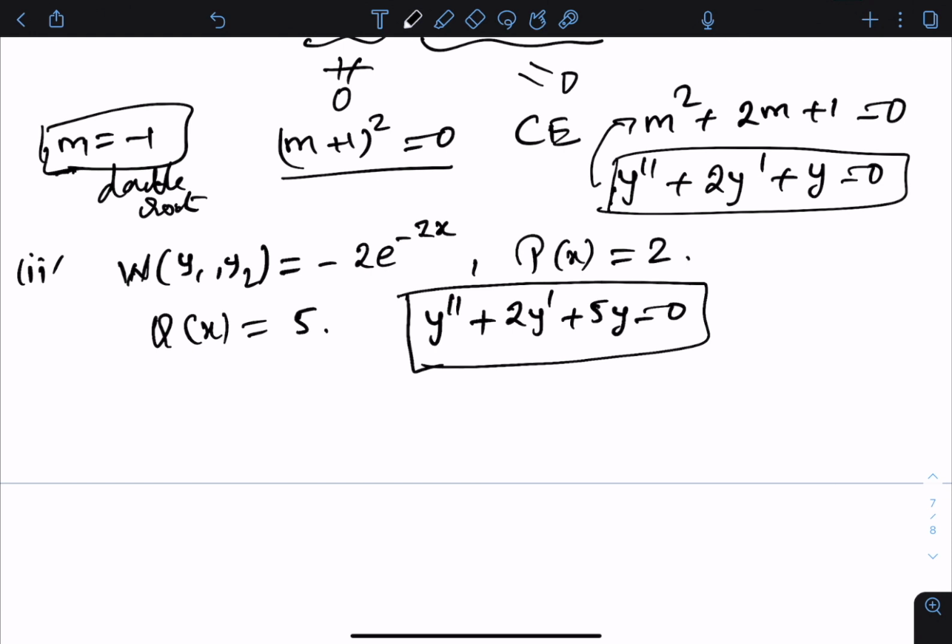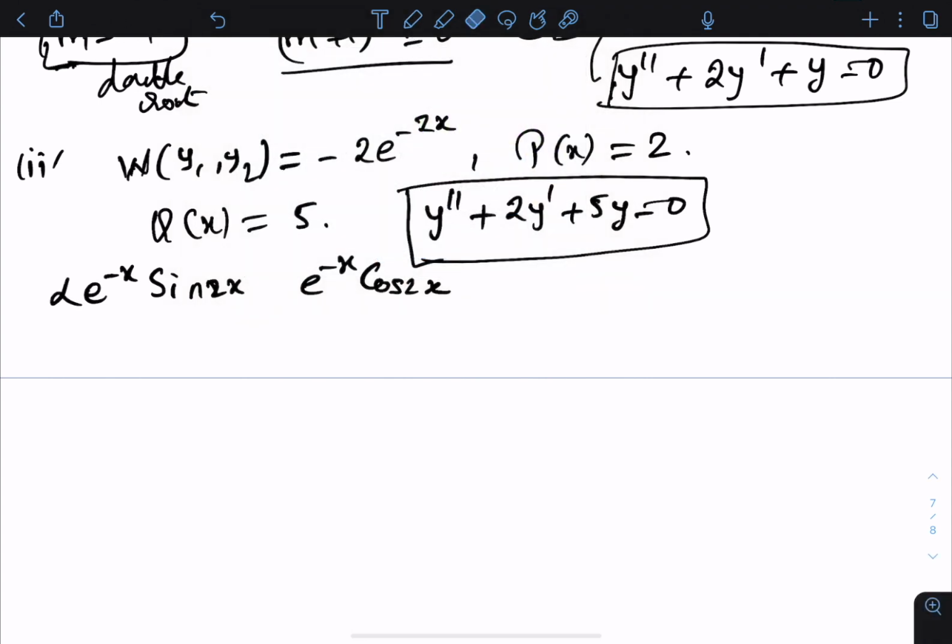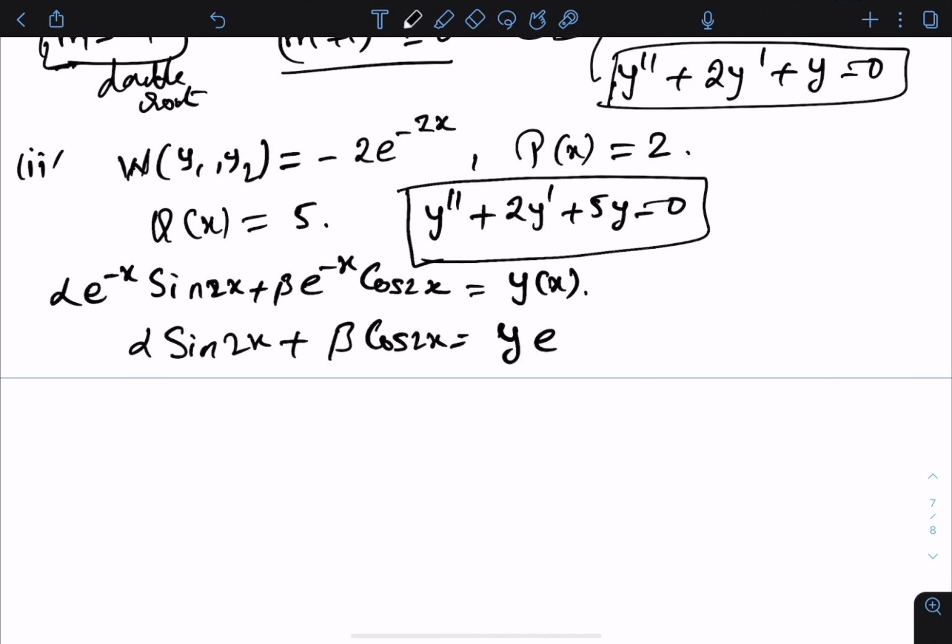The alternate way is to look at these two functions, e power minus x sine 2x, e power minus x cos 2x. Then you look at its linear combinations, alpha times this plus beta times this. Call this y(x). So what you are getting is y equals e power minus x times (alpha sine 2x plus beta cos 2x).